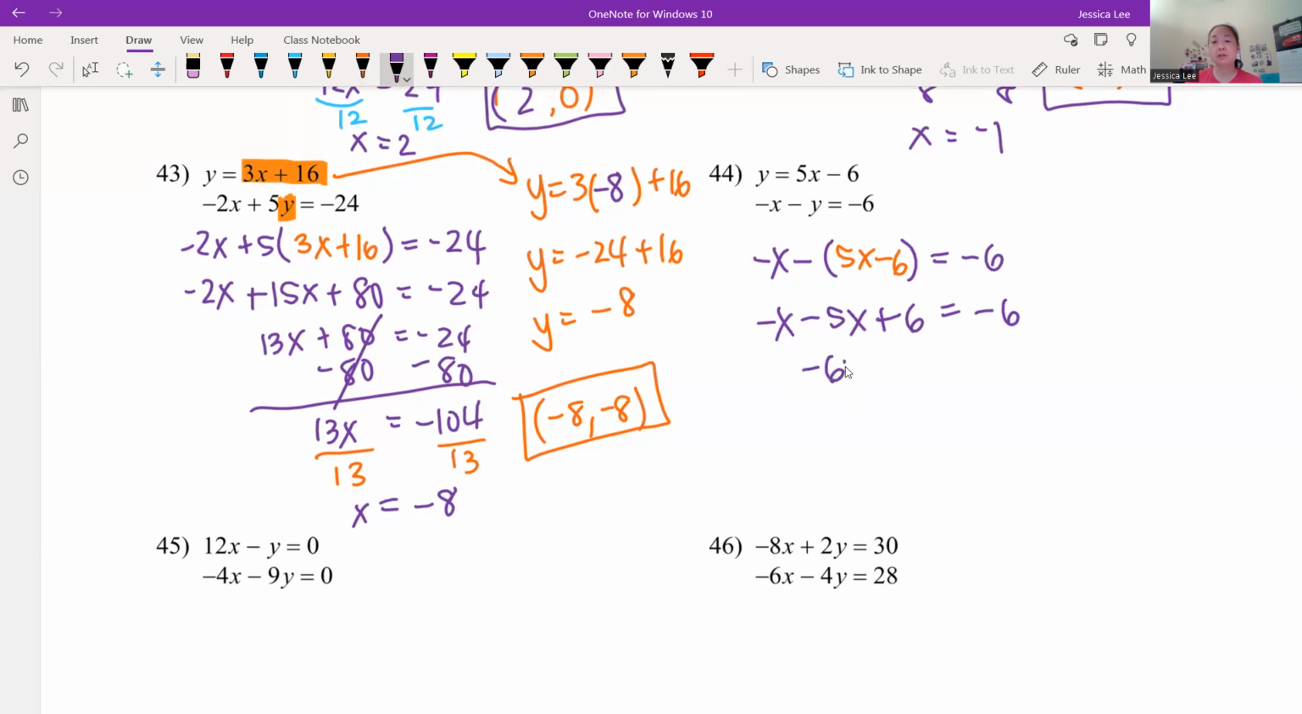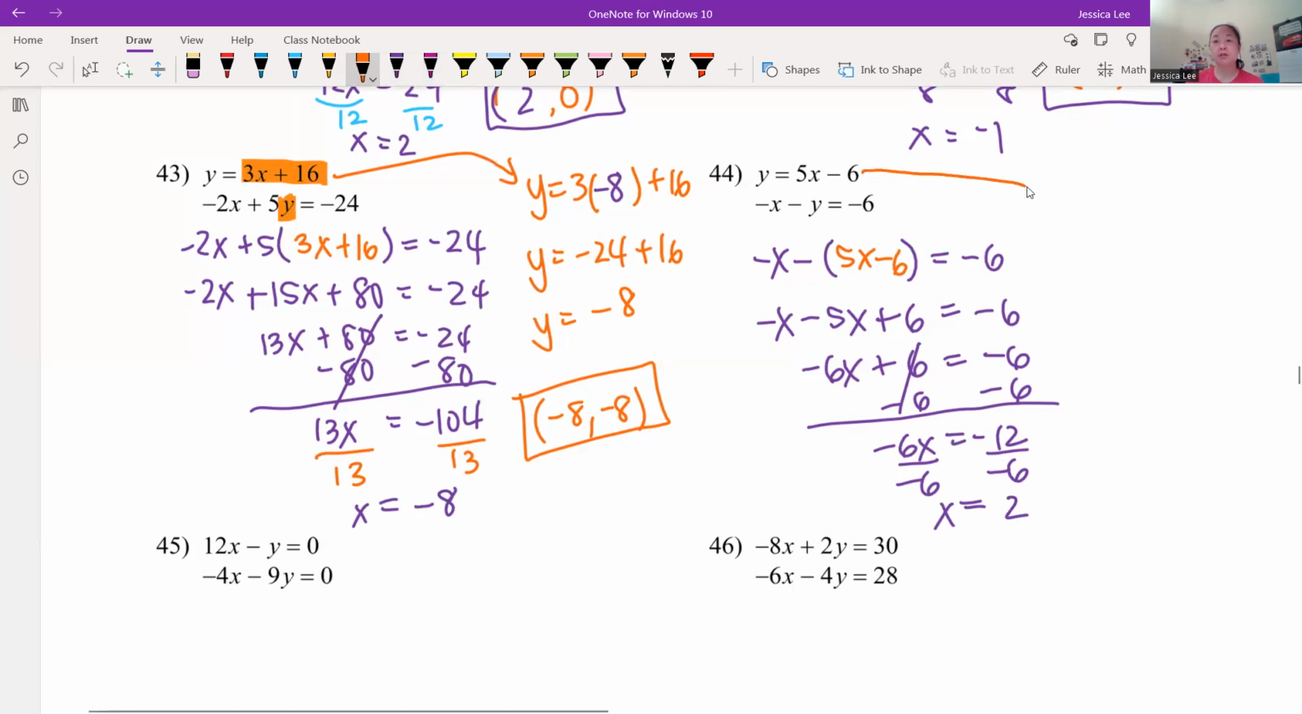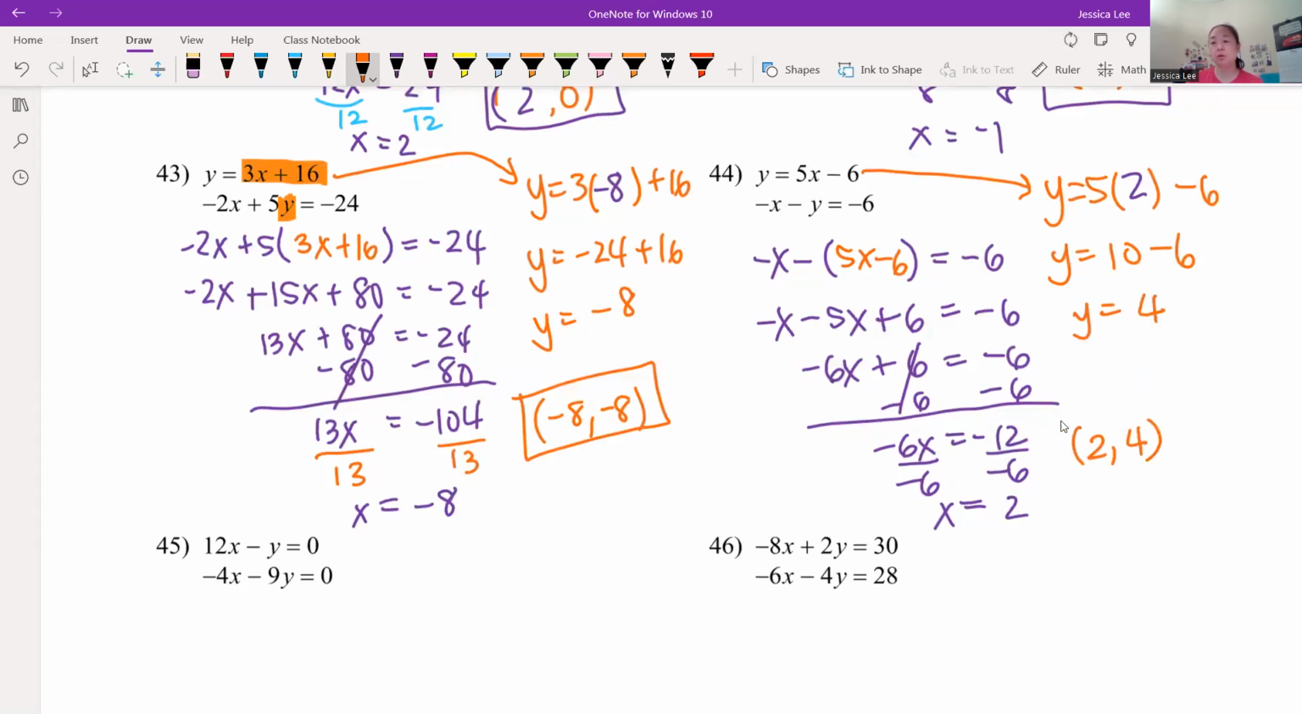All right, combine like terms, we've got negative 6x plus 6 is equal to negative 6. A lot of 6's going on. Subtract 6. Negative 6x is equal to negative 12. Divide by negative 6, and we have x is equal to 2. I'm going to just plug it into this top equation. Y is equal to 5, there's our x, minus 6. Our x is 2. So we're going to have y is equal to 10 minus 6. Y is equal to 4. Again, our solution is going to be 2, 4. That's where they meet. Done.